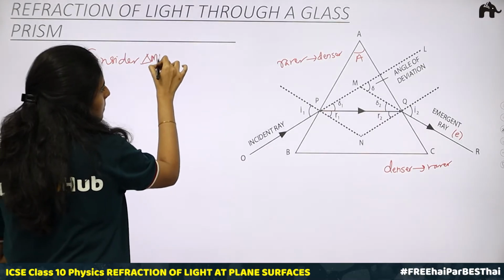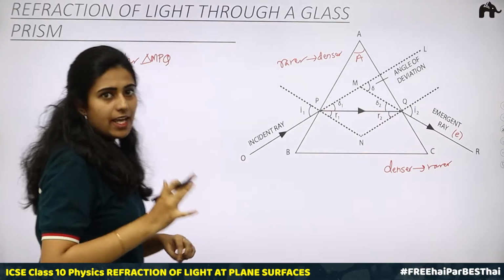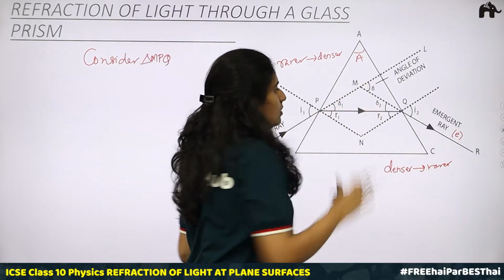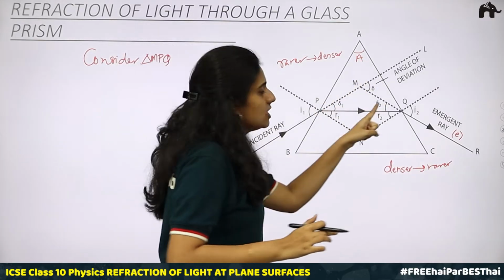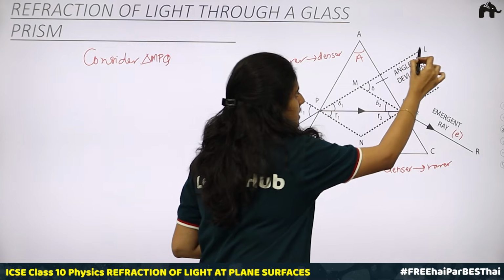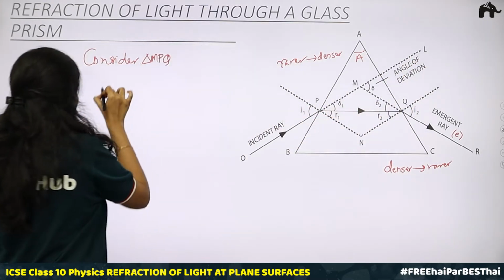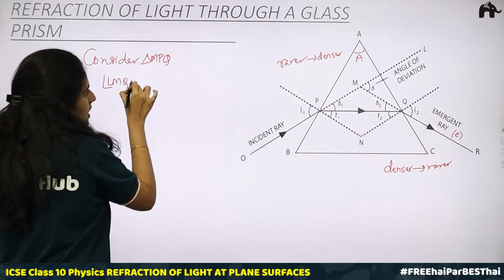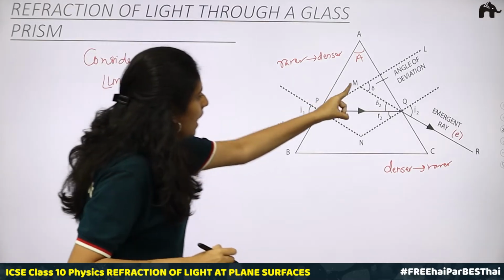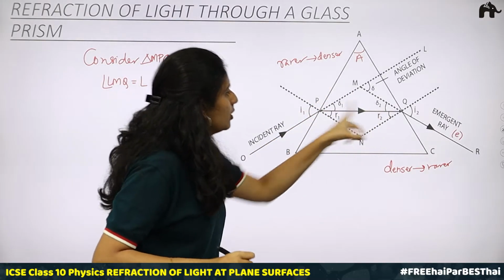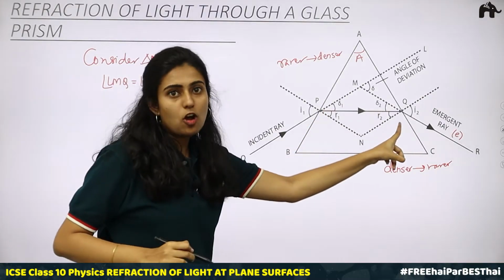Triangle MPQ. For a triangle, we know that the exterior angle will be equal to the sum of the interior opposite angles. Now consider this angle LMQ. LMQ is an exterior angle. Angle LMQ is equal to angle MPQ plus MQP. These are the interior opposite angles.